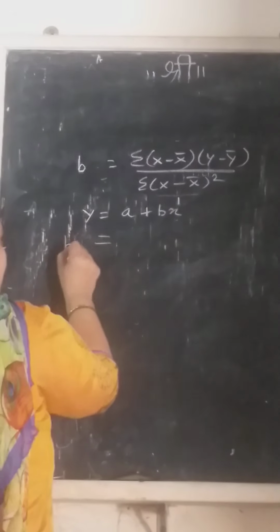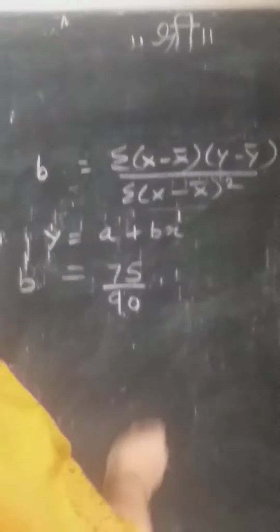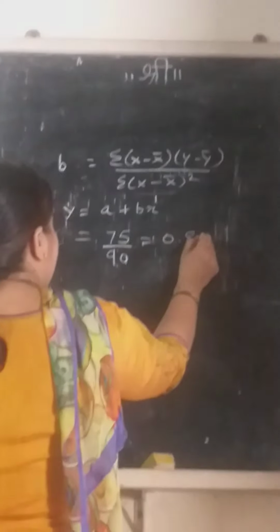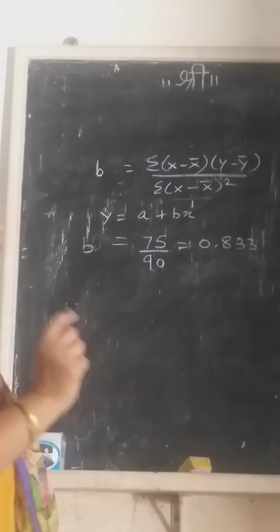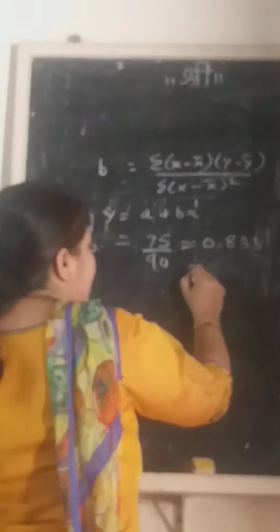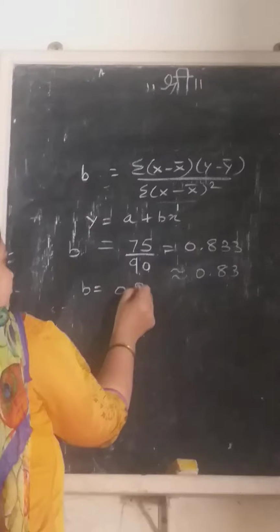So here if I substitute, what I get is summation x minus x bar, y minus y bar is 75 upon summation x minus x bar square comes out to be 90. So let us calculate it. So what we get, 75 divided by 90, that is 0.833. So children, here we will take the decimal point till the second decimal. So here I will equate it to 0.83. So the value of b is now 0.83.